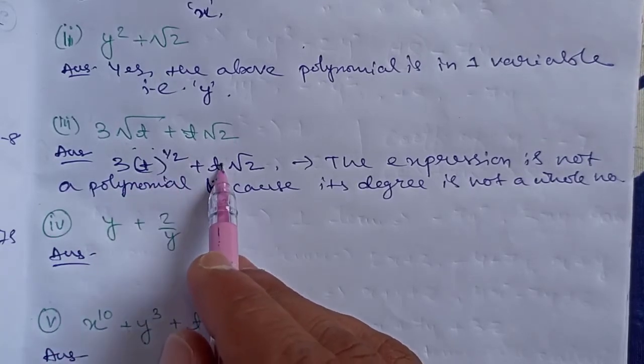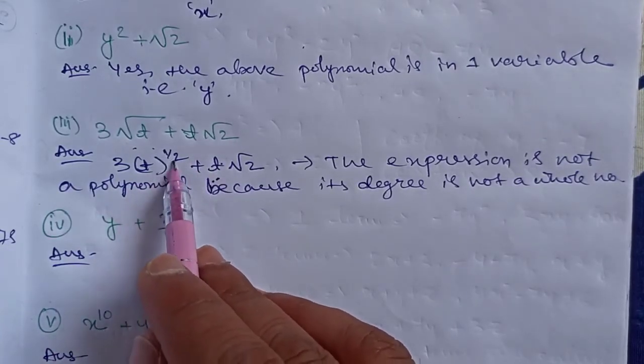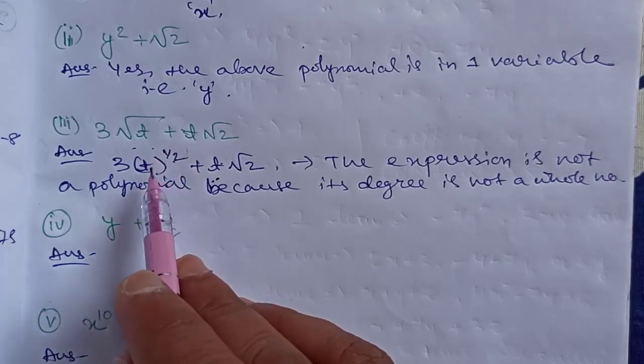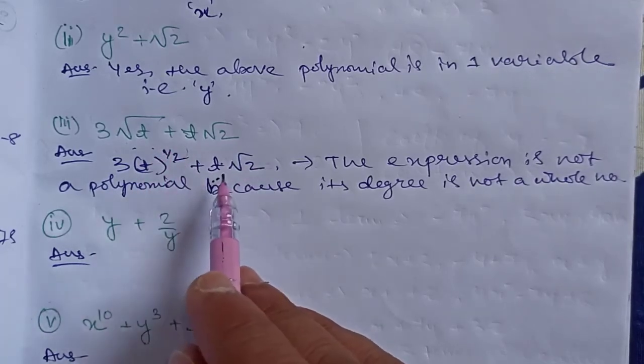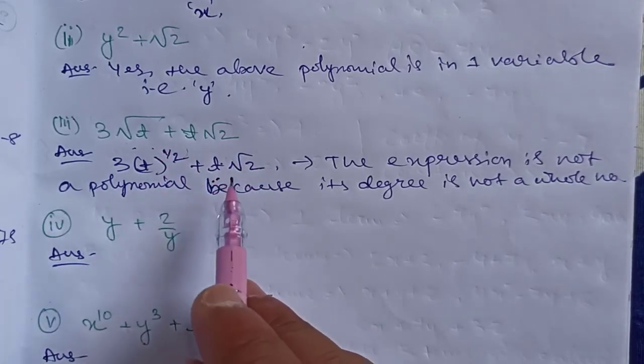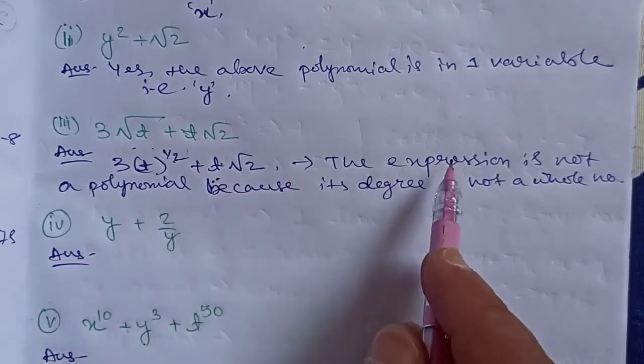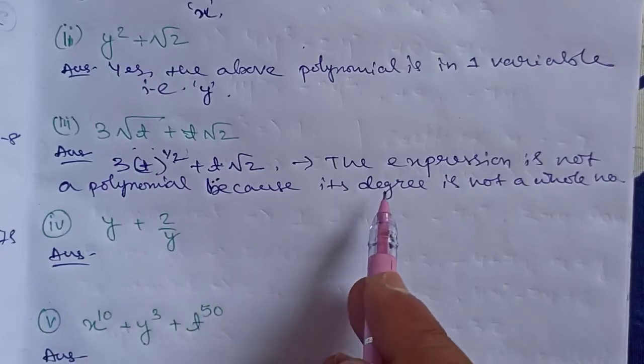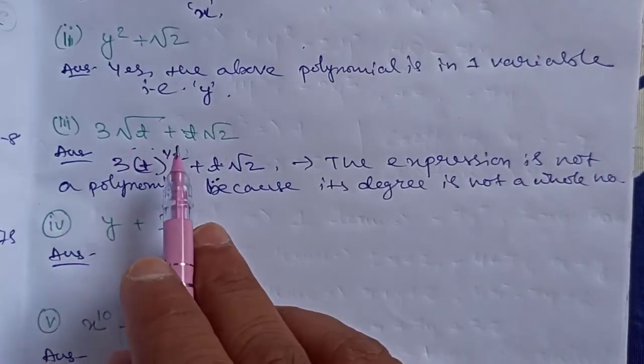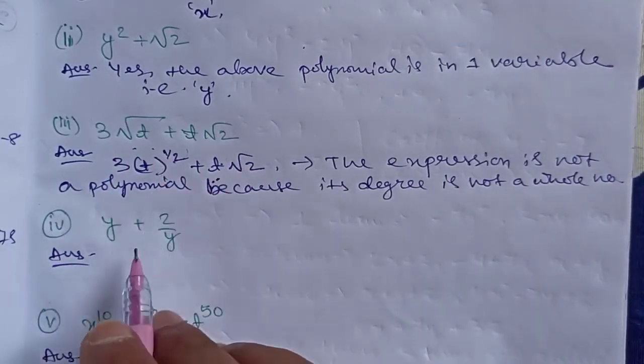The degree of this t is 1, but the degree of this t is half. It is not a whole number, that's why it is not a polynomial. So no need to write whether it is in one variable or two variable. First of all, the expression is not a polynomial because its degree is not a whole number. Okay, next, fourth bit.